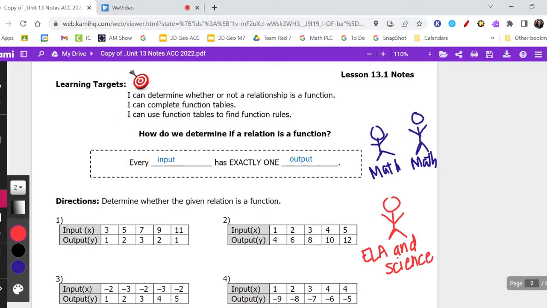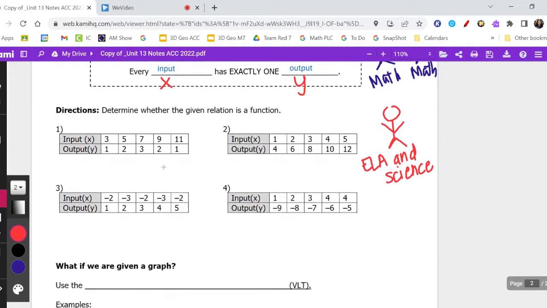every input, every X value has to go to one output, one Y value, kind of like a room. It's not a function if there's an input that's asked to go to more than one output. Just like it's impossible if one student is expected to be in two rooms at the same time. So let's go through some examples and see if we can identify if these are functions.